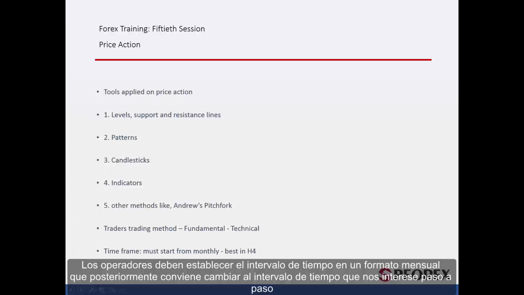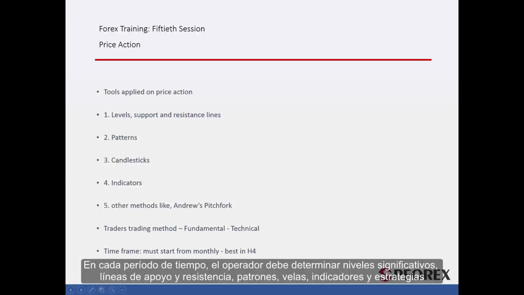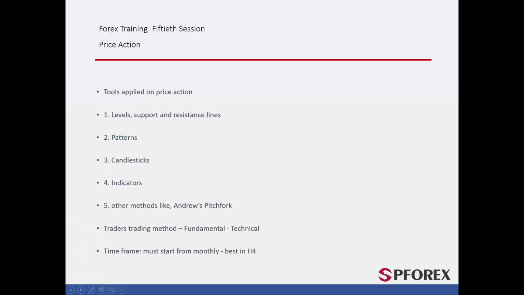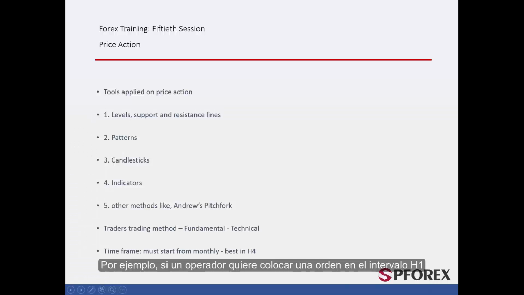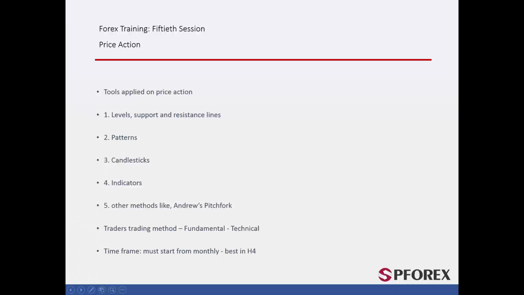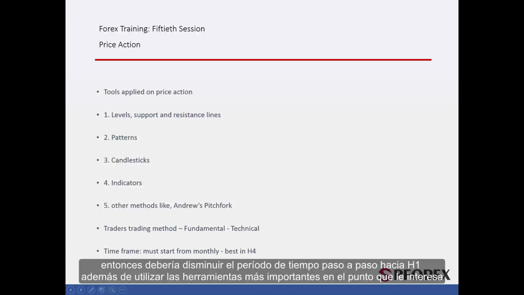Timeframes. Traders must set a time frame on a monthly format, which should be changed to a desired time frame step by step. On each time span, a trader must determine significant levels, support and resistance lines, patterns, candles, indicators, and strategies. For instance, if a trader wants to place an order on the H1 time frame after changing the time frame to M1, then he or she must decrease the time span step by step towards H1, alongside utilizing major tools on the desired spot.